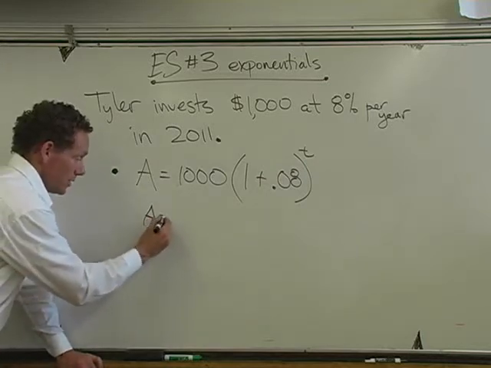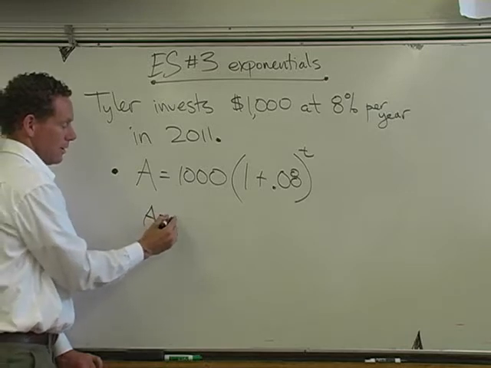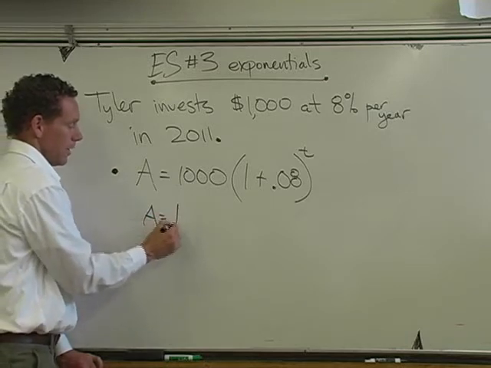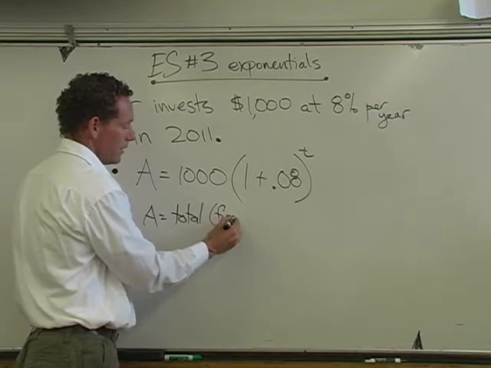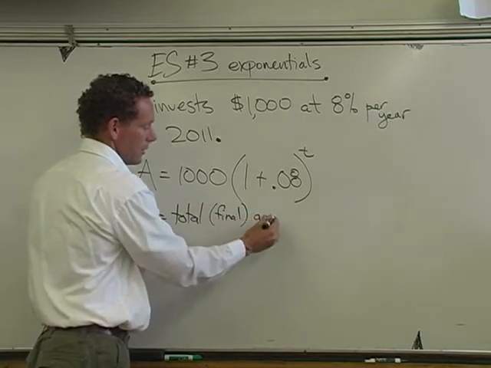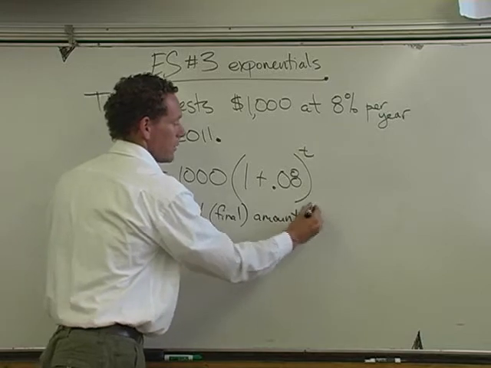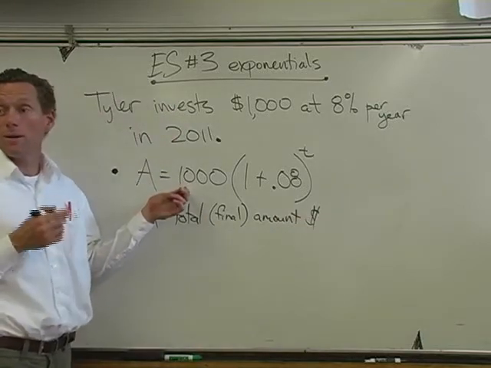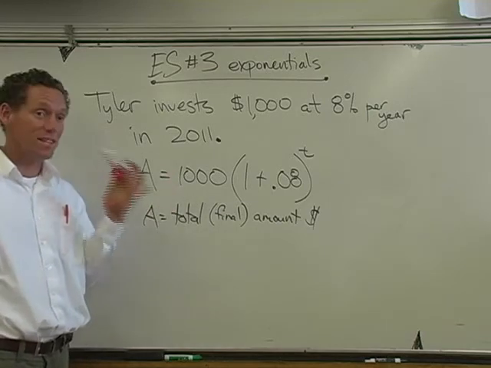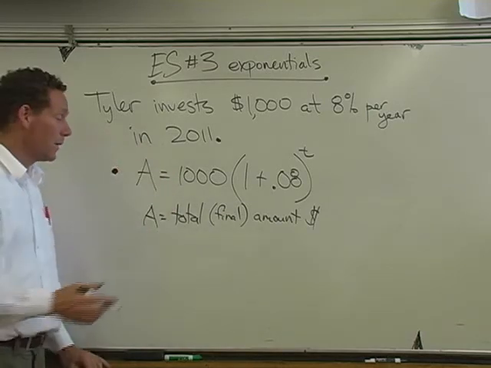A represents what, Jonathan? Total amount of money that's going to be earned. Okay. So total or final amount. Great. This, the 1,000, is the original amount. That's not a variable quantity. It stays at 1,000. It's given in the problem.